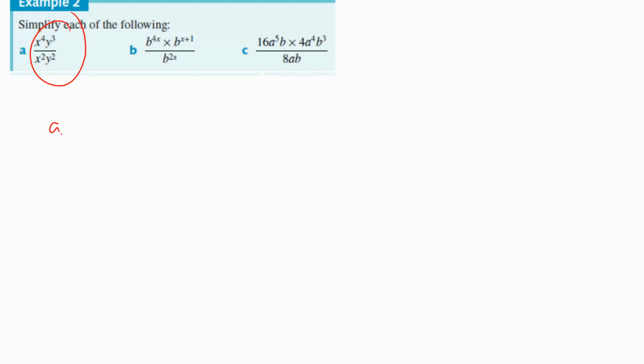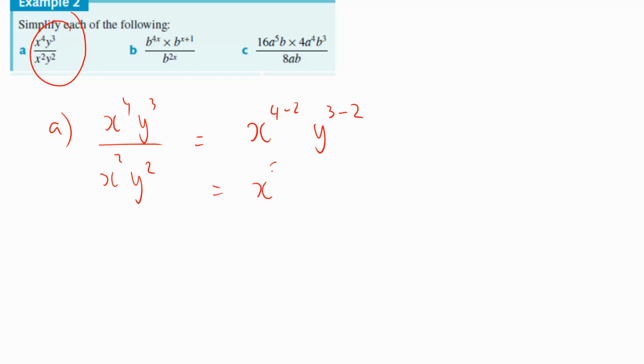Let's do A. X to the power 4, y to the power 3, divided by x squared, y squared. How do I simplify this now? What are the rules again, Finn? How do I simplify this problem? Takeaway. Can someone now explain to me? Yes, you're right. You can write it as x to the power 4, take away 2, and y to the power 3, take away 2, which gives you x to the power of 2, and y to the power of 1, which is y. This is your simplified answer.